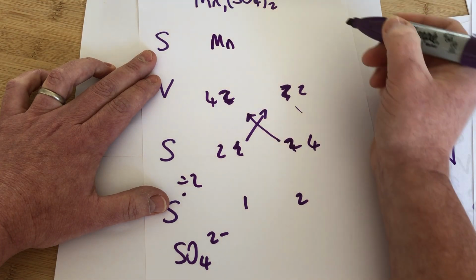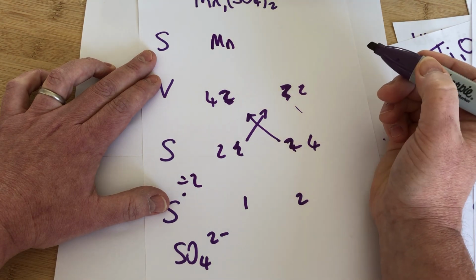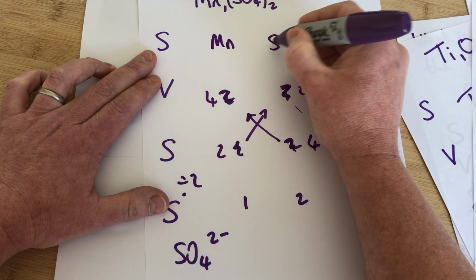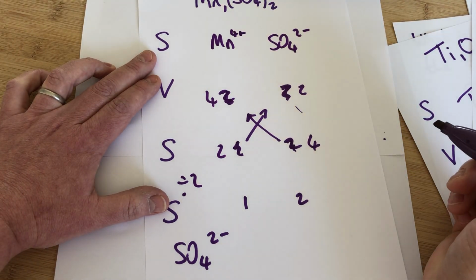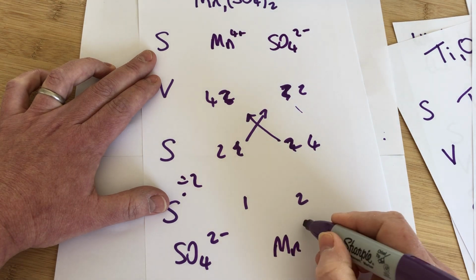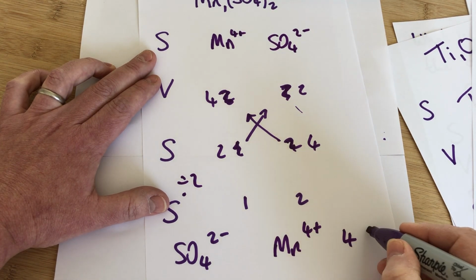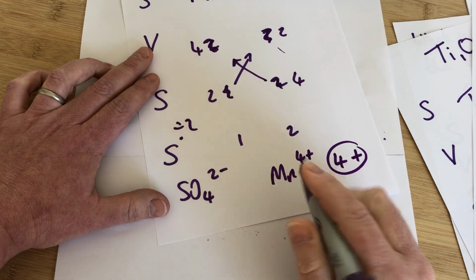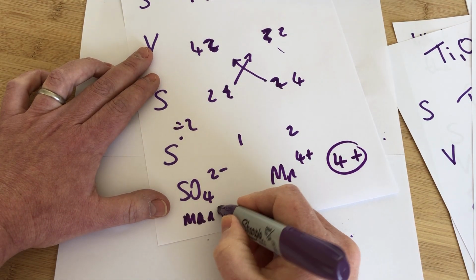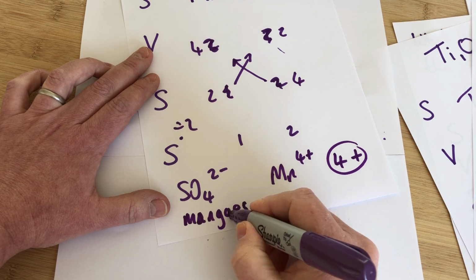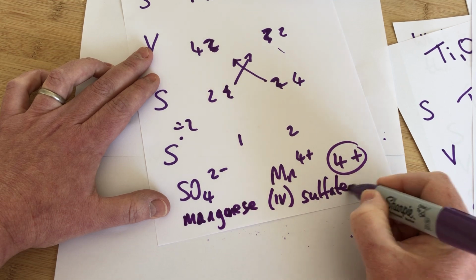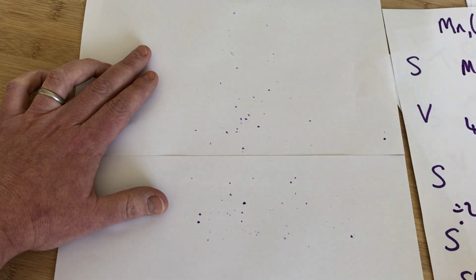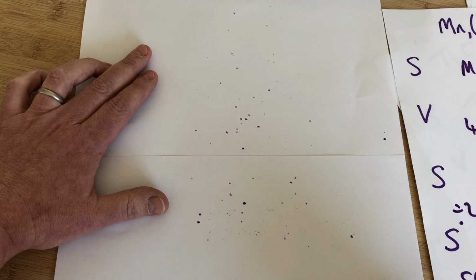So the manganese here is 4. It's a metal, it's a positive ion, so it's 4 positive. And the sulfate is SO4, 2 negative. So this is manganese 4, the charge would be 4 positive, and this would be manganese 4 sulfate. I hope that makes things a little bit clearer for you and that you can tackle this sort of question in the future.